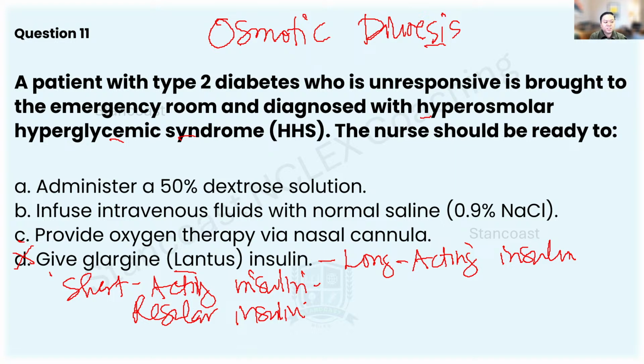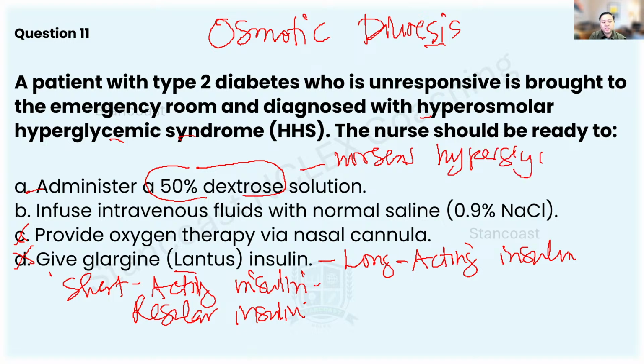If you are going to choose letter C, provide O2 therapy via nasal cannula, is there really a need to give that patient oxygen this time? There are no signs of hypoxia, so it's not really indicated in this scenario. We are eliminating that one. If you answered letter A, administering a 50% dextrose solution, this can worsen the hyperglycemia. We are going to treat their high blood sugar levels instead, not add more sugar to their system.